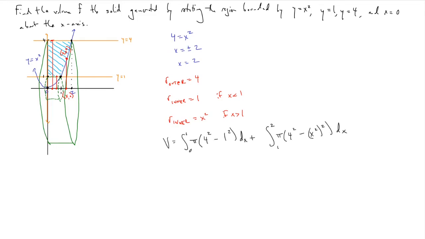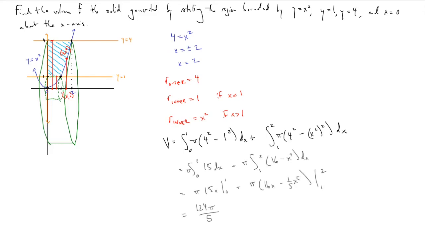And that tells us all we need to know in order to set up our expression for the volume, which is just this. It's the integral from 0 to 1 of pi times the outer radius squared, which is 4 squared, minus the inner radius squared, which is 1 squared, with respect to x, because x is our variable in this case, plus the integral from x equals 1 to x equals 2 of pi times the outer radius, still 4 squared, minus the inner radius squared, and between 1 and 2, the inner radius is x squared, so that's where the x squared comes from. And then those are both easy integrals, and there's plenty of arithmetic to do, and in the end, you should get 124 pi over 5.